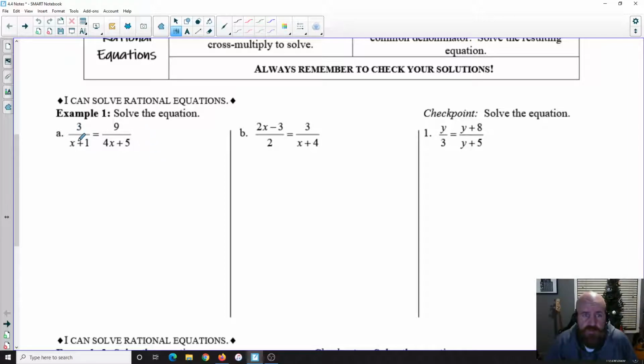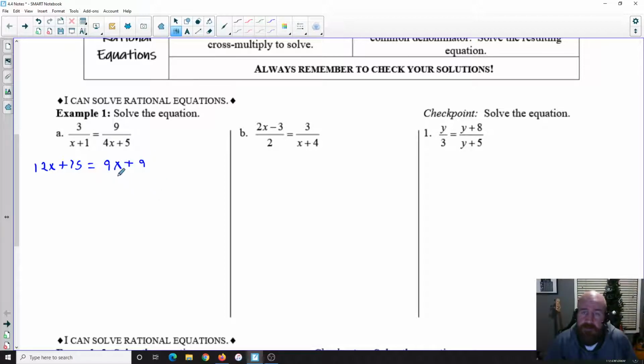In example 1, we have two rational expressions equaling each other. Anytime you have two fractions equaling each other, we can just cross multiply. So we're solving a proportion. If I cross multiply, we're doing 3 times 4x plus 5. I can go ahead and write that out. So we have 12x plus 15 equals 9 times x plus 1. So we have 9x plus 9.